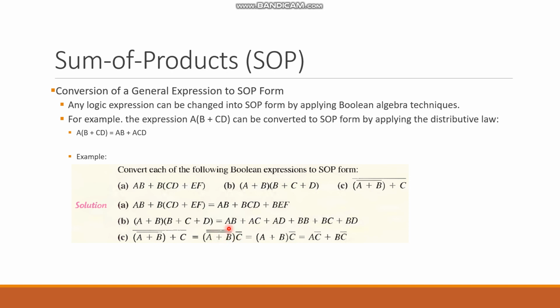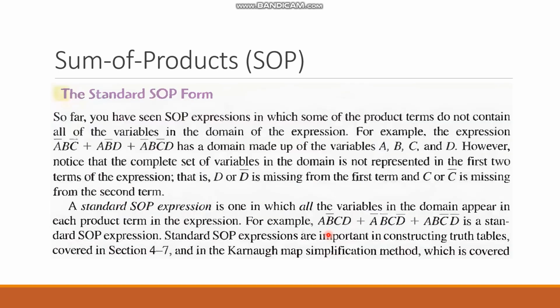And then those two complements are gone together, so we will get this one. So this C complement is going to be distributed to whatever is inside the bracket, so you will get AC complement and BC. So you will get a nice sum of product expression.